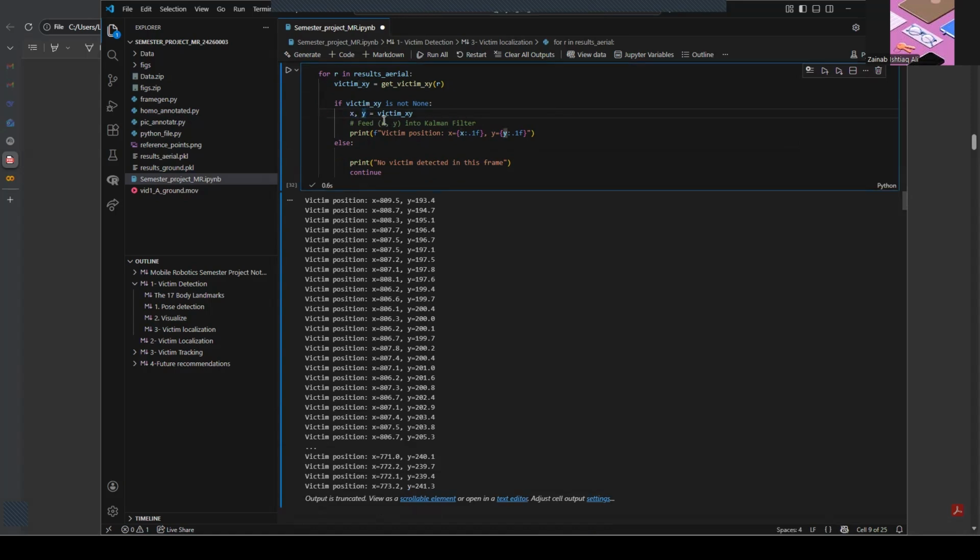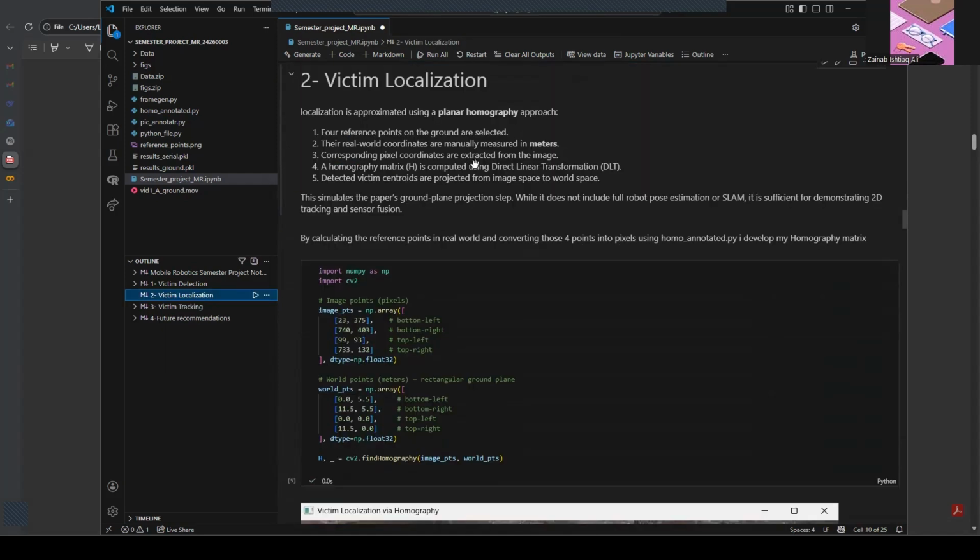So there's a tuple, which is saving our victim XY. So let's move on to the victim localization parts. Fine, we have detected and obtained our victim's actual coordinates in pixels, but what about in the real world? For that, we will be using something known as homography estimation. And what we will be doing in this case is converting our pixels into real world coordinates.